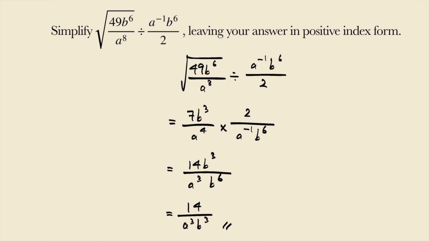That's it. So here I'm going to square root 49, becomes a 7. P power 6, you square root that, it becomes, okay, power half. So half of 6 is 3. Half of 8 is 4.